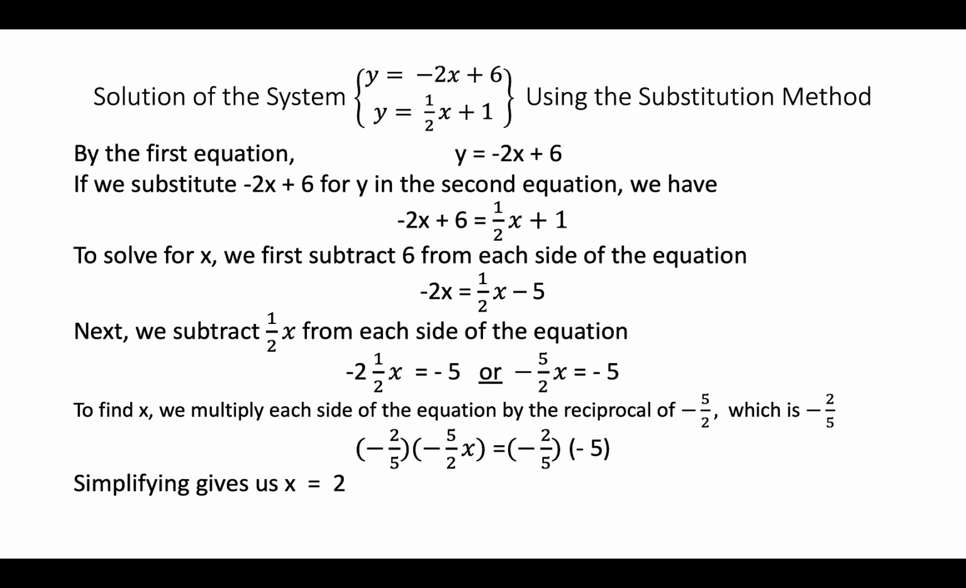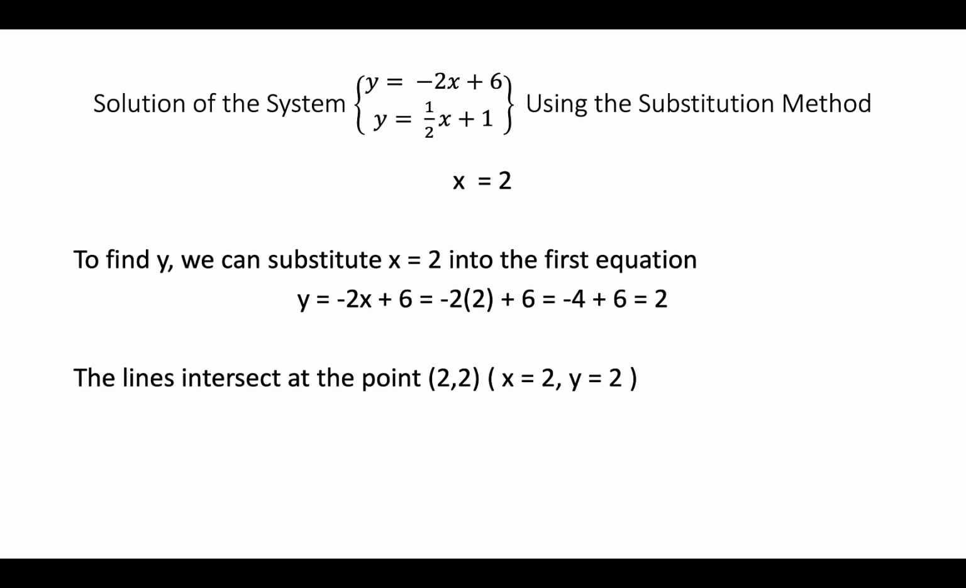To find x, we multiply each side of the equation by the reciprocal of negative 5/2, which is negative 2/5. So negative 2/5 times negative 5/2 x equals negative 2/5 times negative 5. Simplifying gives us x equals 2. Once we know the x-coordinate is x equals 2, to find y, we can substitute x equals 2 into either equation. If we substitute it into the first equation, y equals negative 2x plus 6, so y is equal to negative 2 times 2 plus 6, or negative 4 plus 6, or 2. So the lines intersect at the point (2, 2), namely when x equals 2 and y equals 2.